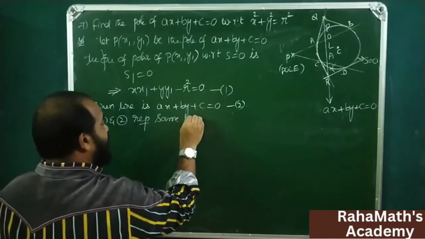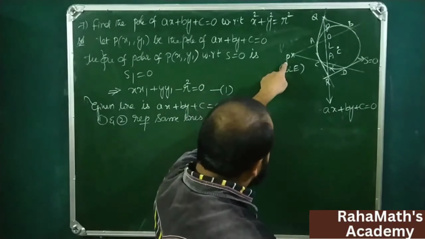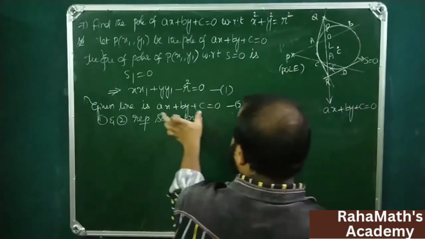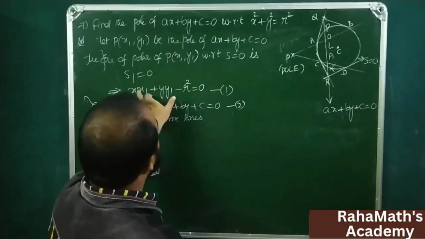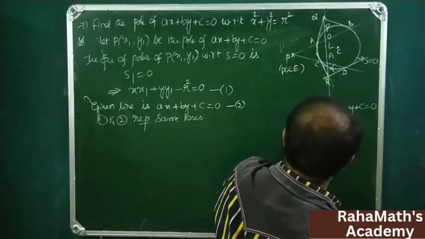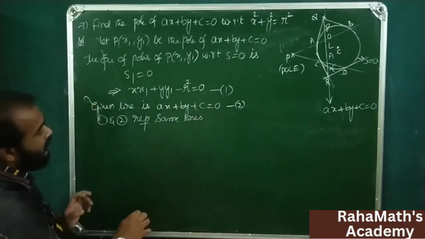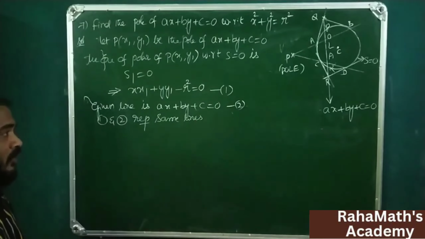1 and 2 represent the same lines, because for this point P(x1, y1), S1 equals 0 means this line. So according to the question, that line represents ax plus by plus c equals 0. So these two represent the same lines. Whenever the lines are the same, we can compare the coefficients.